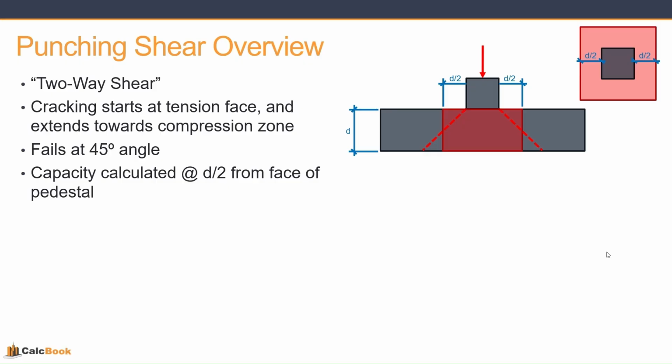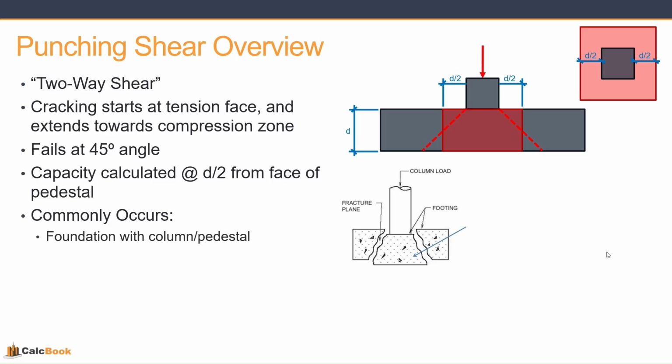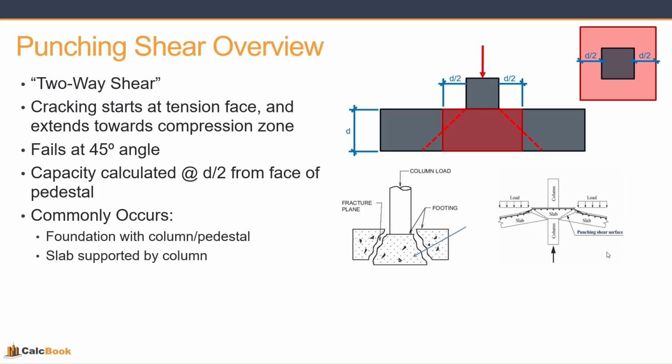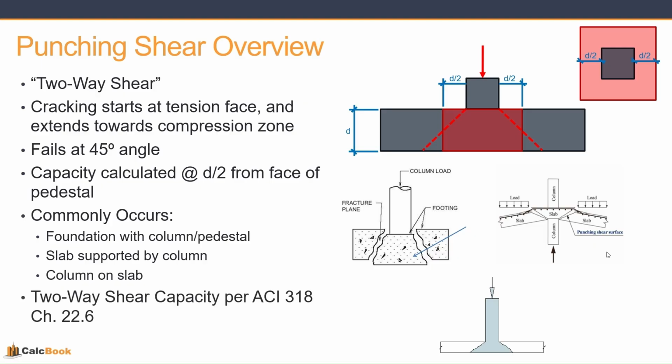When we calculate the capacity of our two-way shear, we calculate the capacity at the critical perimeter, which is going to be at a distance of d over 2 from the face of the pedestal, and in this case d is the depth of the foundation. Two-way shear commonly occurs in foundations. It occurs in elevated slabs supported by columns, and also, similar to foundations, a column on top of a slab. We calculate our two-way shear capacity in accordance with ACI 318, chapter 22.6.